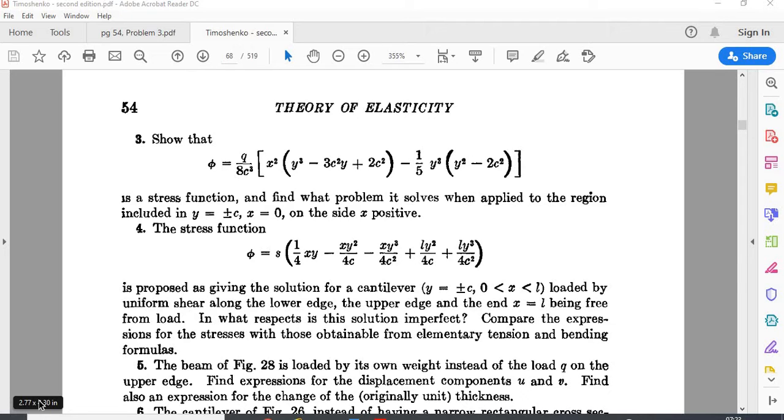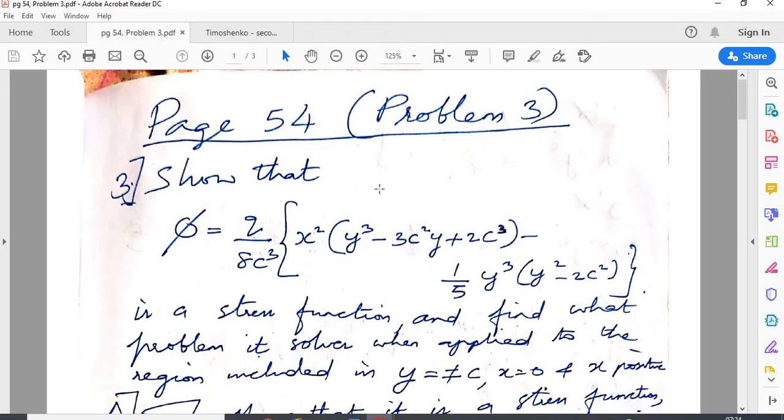So we know that there is basically only one condition that we taught you so far to show that something is a stress function, which is that it has to satisfy the compatibility condition, that fourth derivative compatibility condition. And here you are also given the coordinate system y equal to plus or minus c, x equal to 0 and positive x side, which is the exact coordinate system which we had used so far, much also the one which I used when we were discussing the theory. Okay, so let's look at how you can solve this problem.